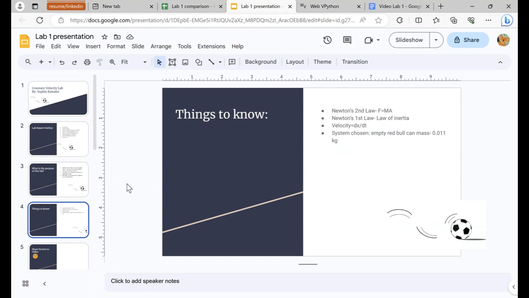Newton's first and second law. So the first law being that an object will stay still unless force is applied to it. Similar, coinciding with Newton's second law with F equals ma, and how when that's zero, velocity will be constant. Velocity is just the derivative of position.